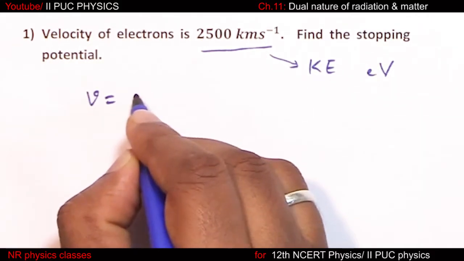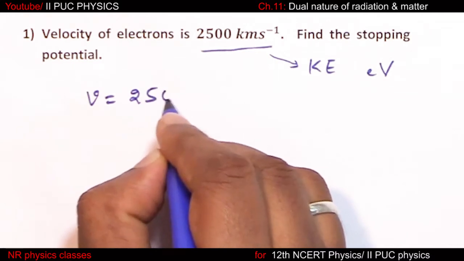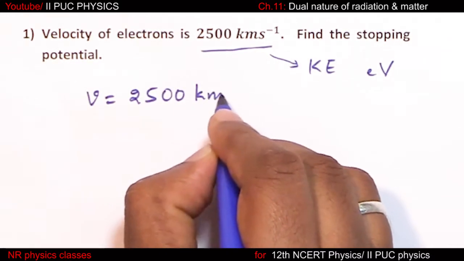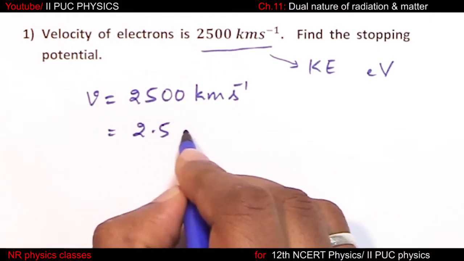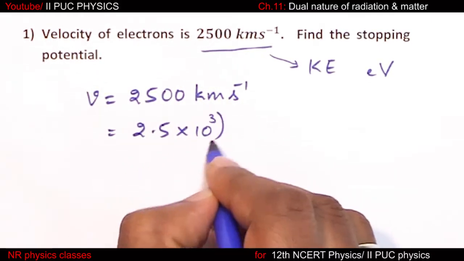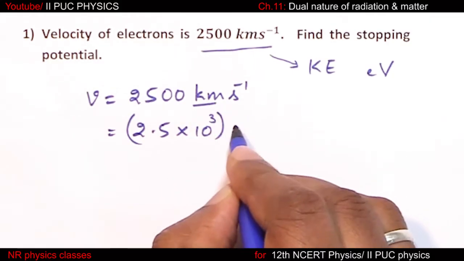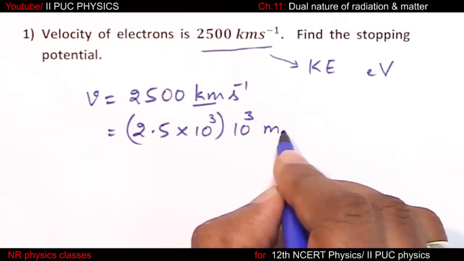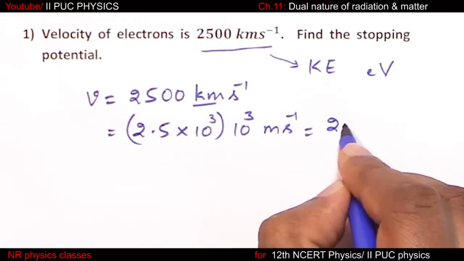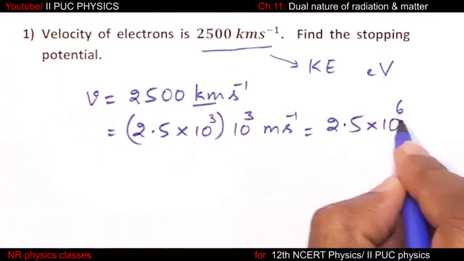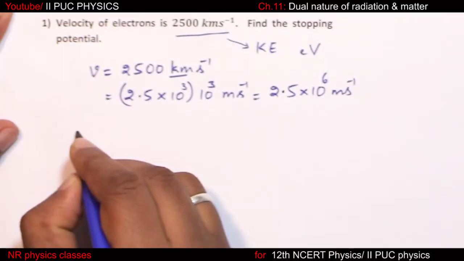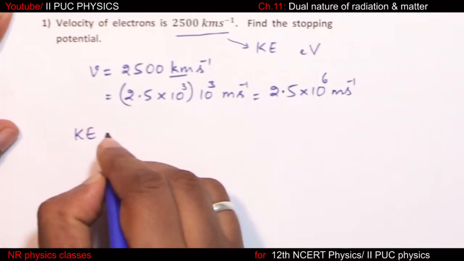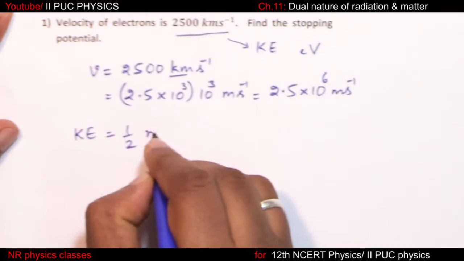Velocity equal to 2500 km per second, which is 2.5 × 10^3. Kilo is 10^3 meter per second, which is 2.5 × 10^6 meter per second. Kinetic energy is half mv square.